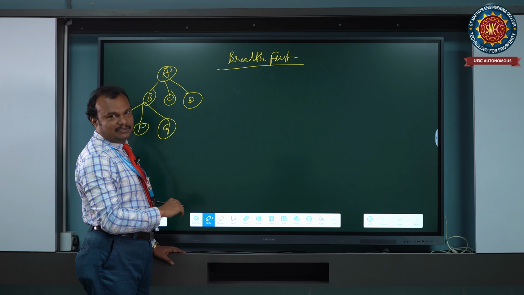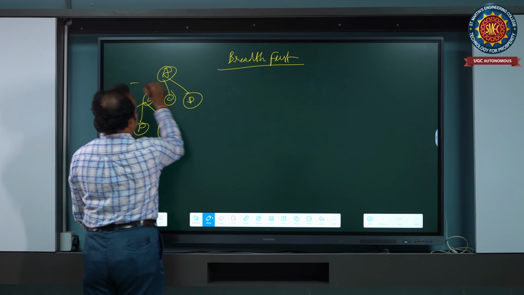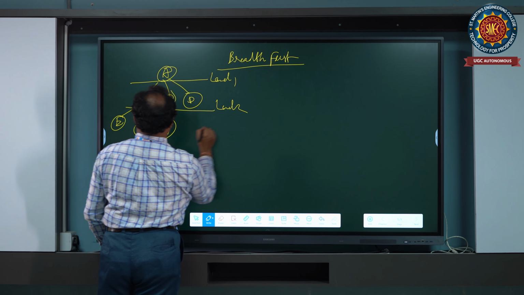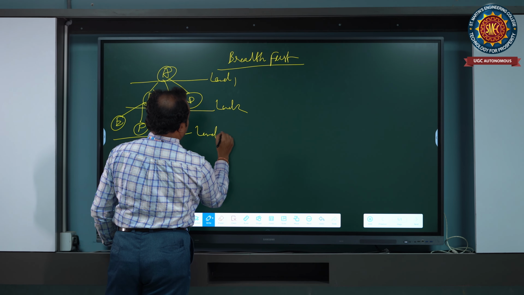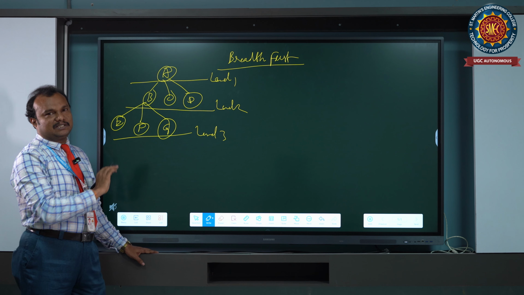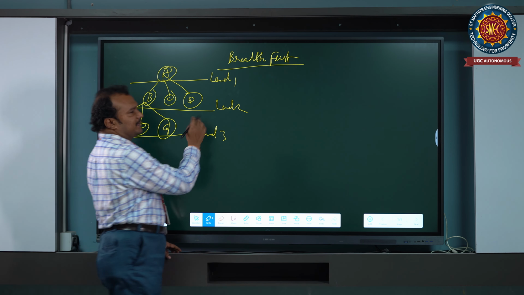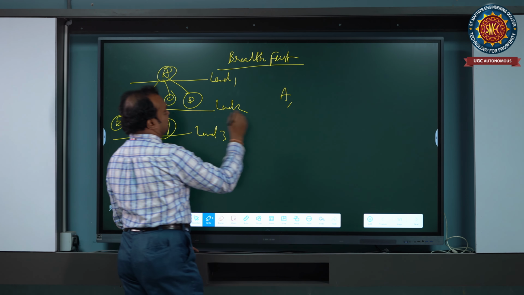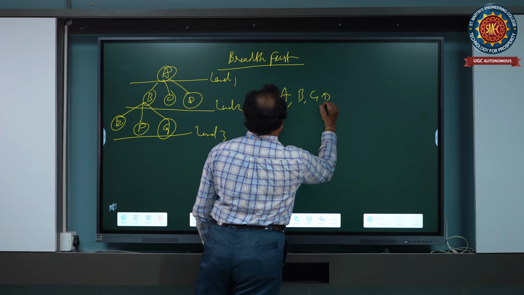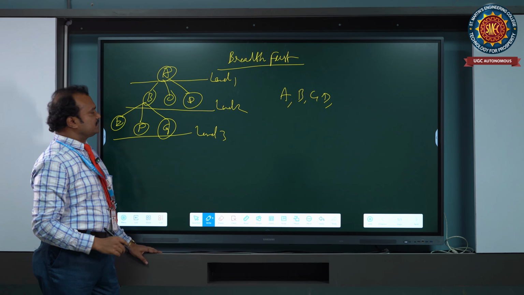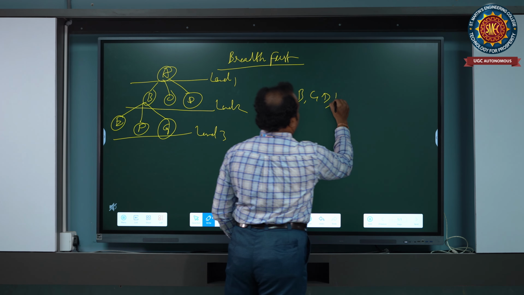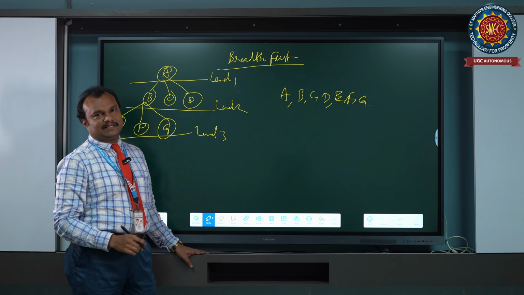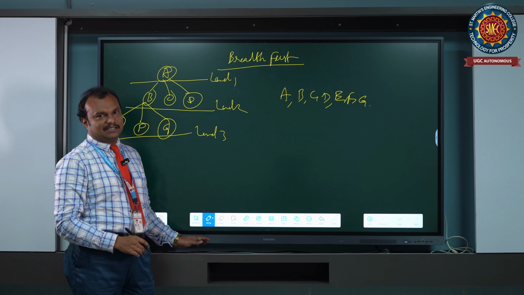So now first we will divide the tree into levels. So this is level 1, next level 2, followed by level 3. Now as per the breadth first search traversal, it will print the node A, then followed by the level 2 nodes B, C, D, followed by the nodes in level 3, that is E, F and G. So now this is as per the breadth first search traversal.